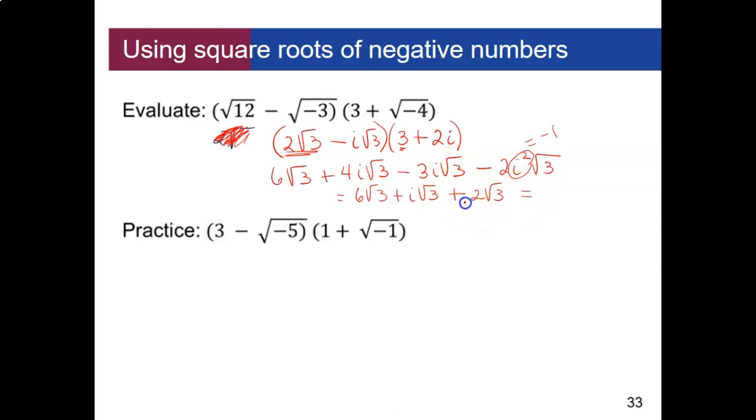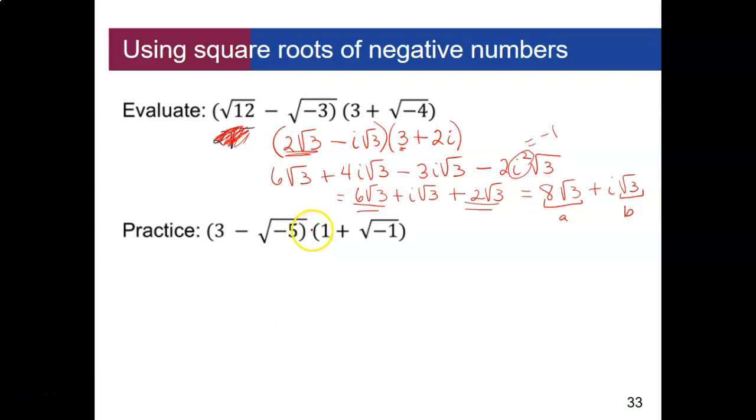And we've got one more set that we can combine together. We've got the 6 on the square root of 3 and the 2 on the square root of 3, which will give me 8 on the square root of 3 plus i on the square root of 3. And so this would be my A, and then this is going to be my B.